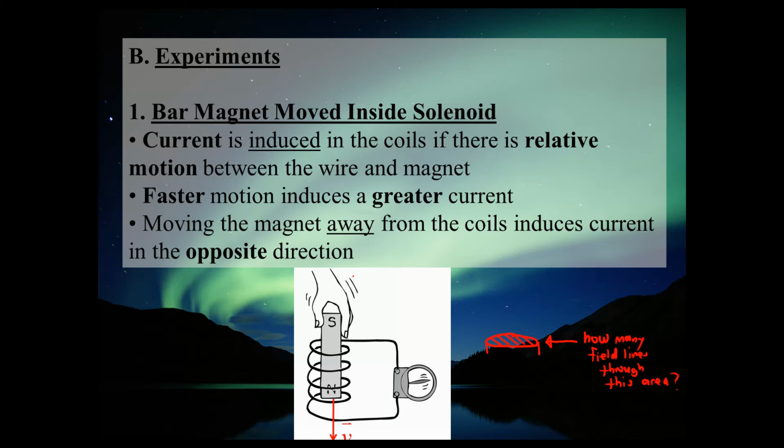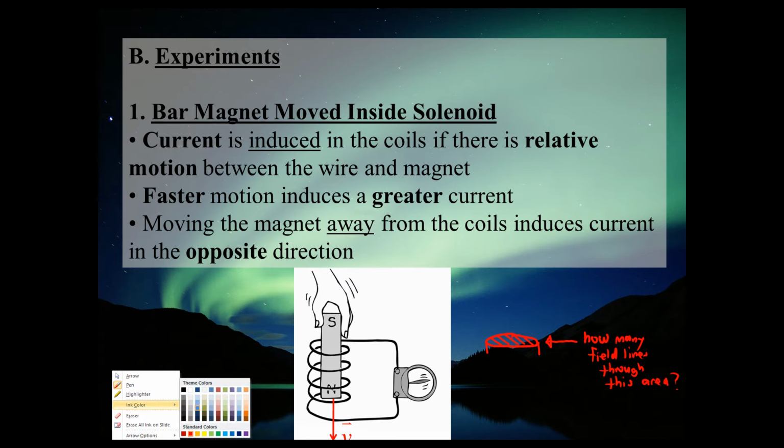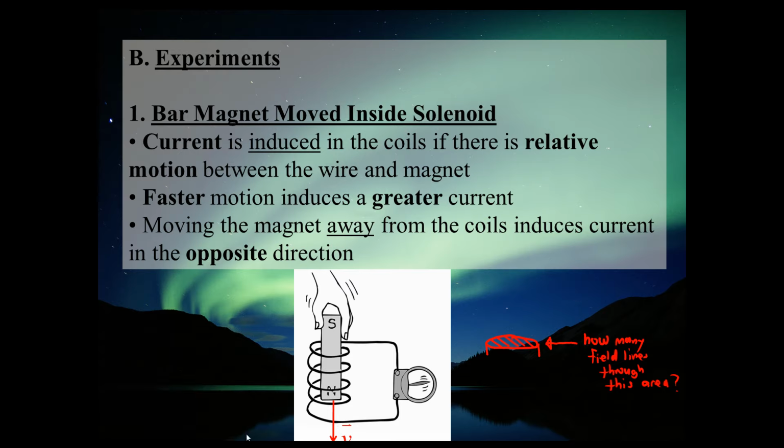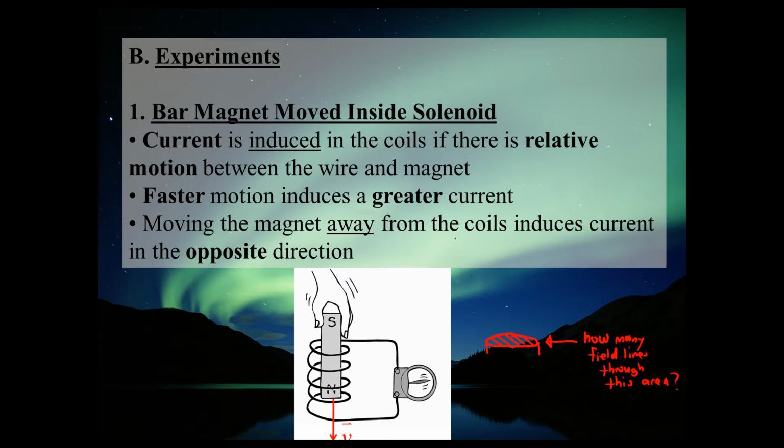So that's all you got to do. You sit there and you just count how many magnetic field lines pass through the area. Now, let's look at what happens as we move the bar magnet close to the solenoid.